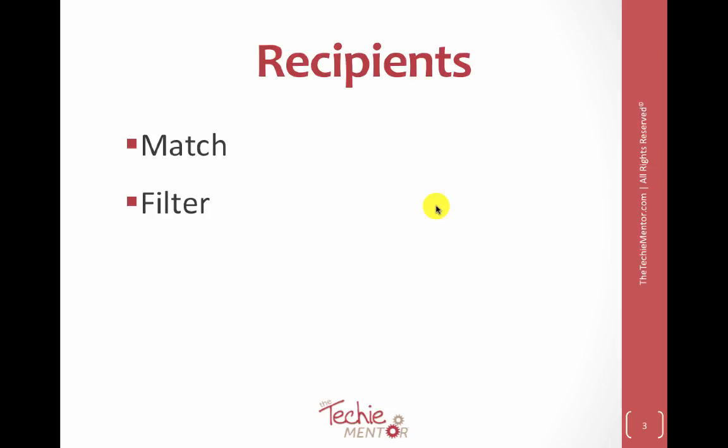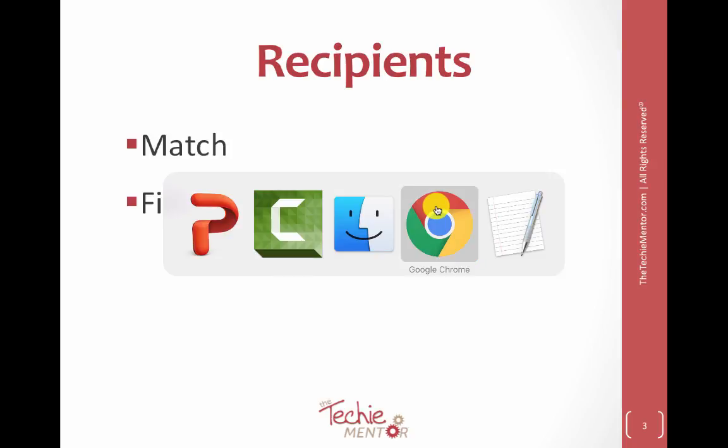First of all, when you're going in to schedule a broadcast, you're looking at matching and filtering the information. It might be a little different than what you're used to because remember, ConvertKit doesn't work off lists. So let's have a look.